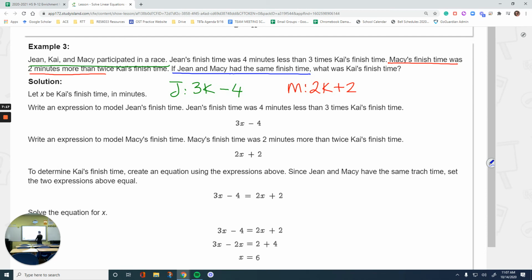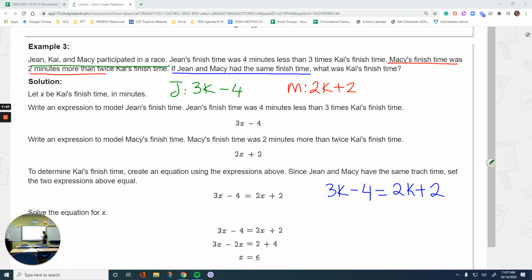What are we setting equal to each other again? It is 3K. Let's use blue. 3K minus 4 is the same as 2K plus 2. So I have one variable on the left, another variable on the right. So I need to combine these two together by doing the opposite of either one of them. So since 3K is greater than 2K, I want to cancel the 2K out by doing its opposite.